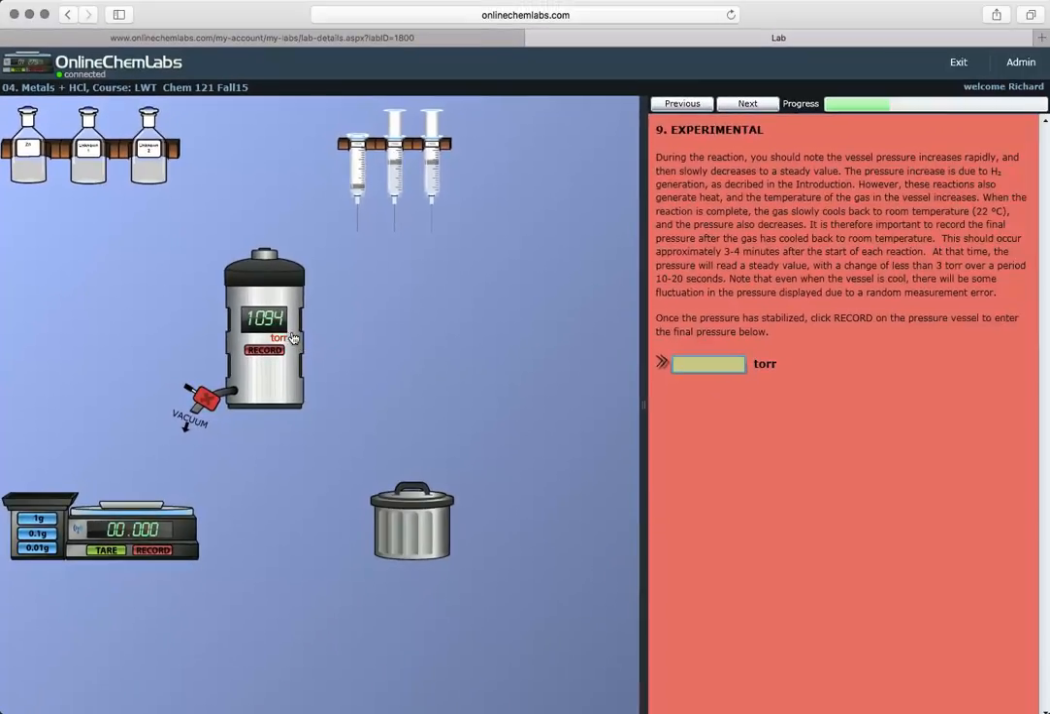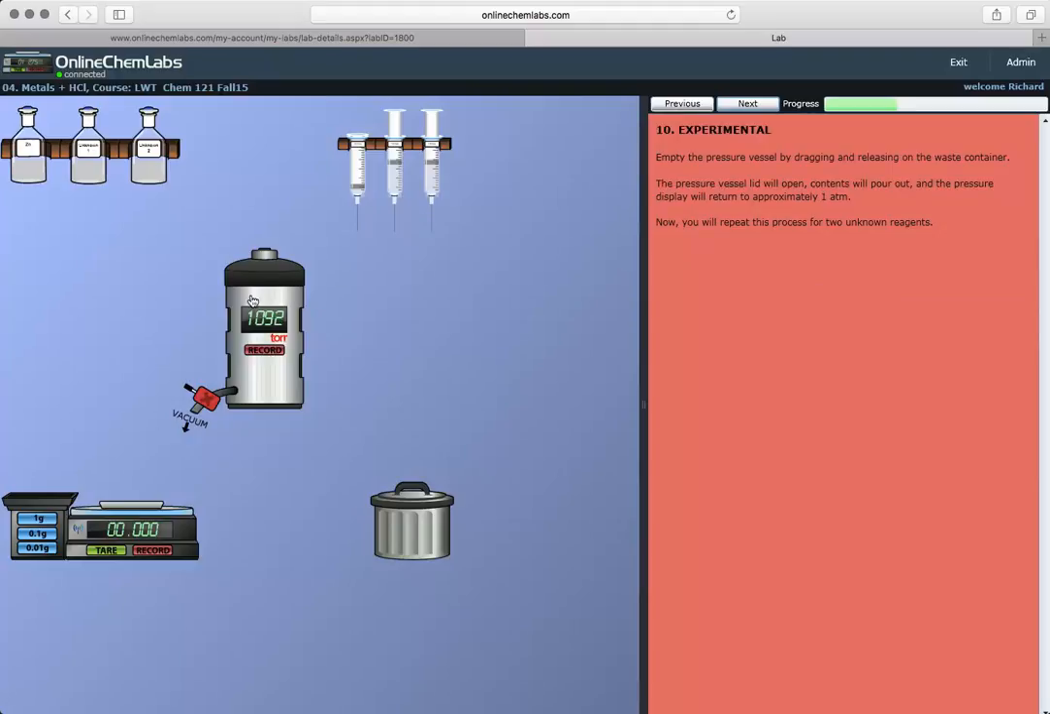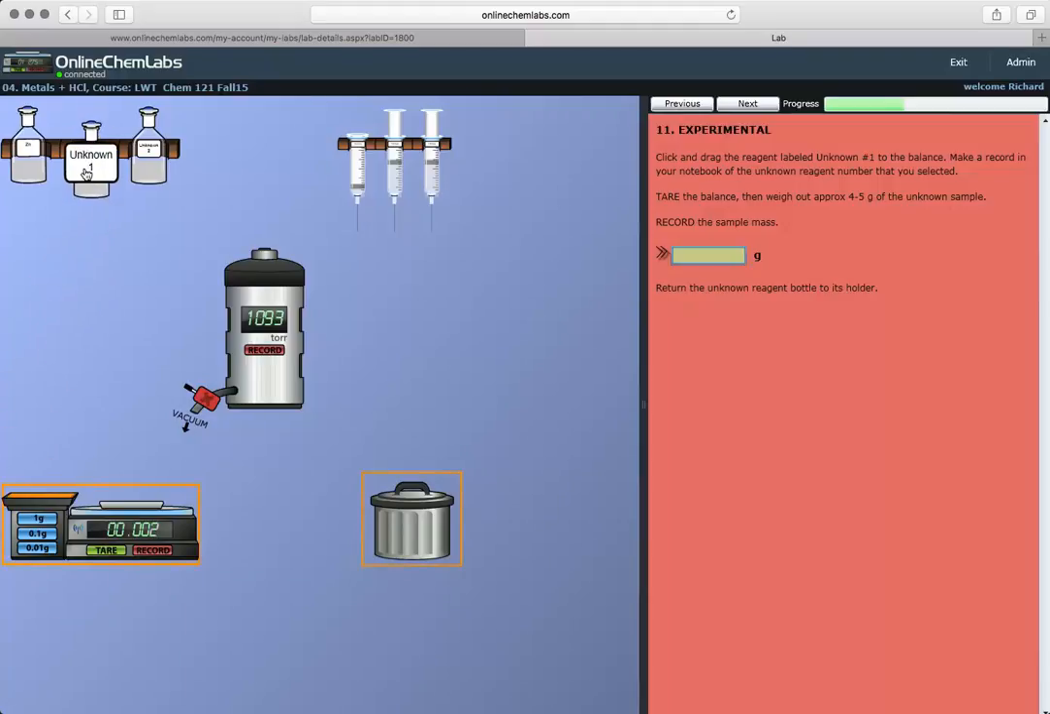When we're comfortable that it's not moving anymore, we can then record this pressure, and it gets recorded over here in Torr. When that's done, we want to empty the pressure vessel by dragging it and releasing it onto the waste container. Then we do the same thing for the other two reagents. You'll grab the other unknowns and do the same thing. One says to take 4 or 5 grams, and the other one says to take some other mass.